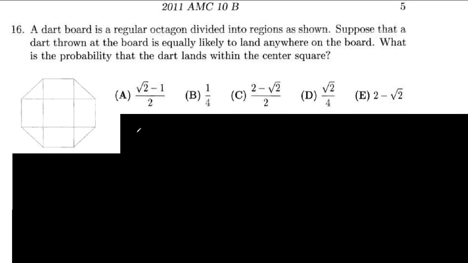Question number 16. A dartboard is a regular octagon divided into regions as shown. Suppose that a dart thrown at the board is equally likely to land anywhere on the board. What is the probability that the dart lands within the center square? And this is the center square.